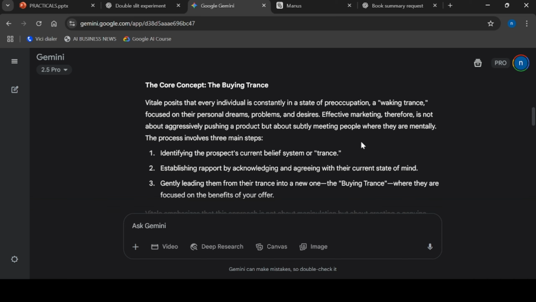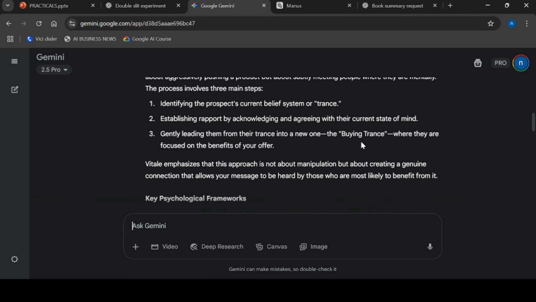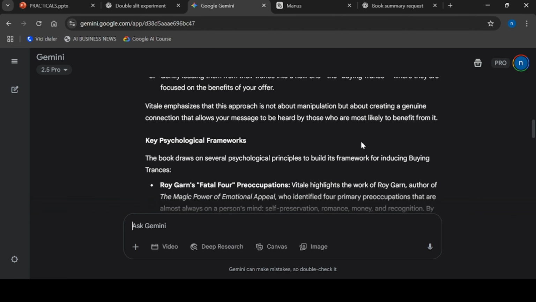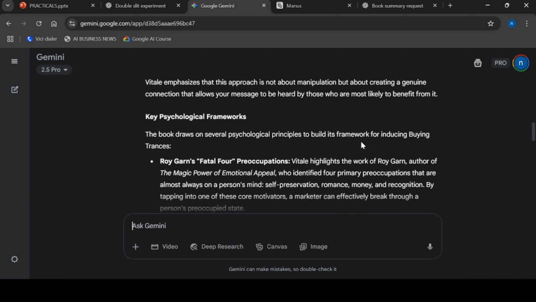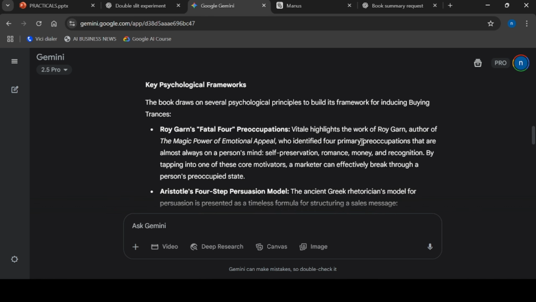Now, the first thing is that Vitale, okay, one, identifying the prospect's current belief system or trance. Secondly, establishing rapport by acknowledging and agreeing with their current state of mind. Thirdly, gently leading them from their trance into a new one, the buying trance, where they are focused on the benefits you offer. Now, key psychological frameworks. The book draws on several psychological principles to build its framework, including buying trances. One, Roy Garn's Fatal Four preoccupations.